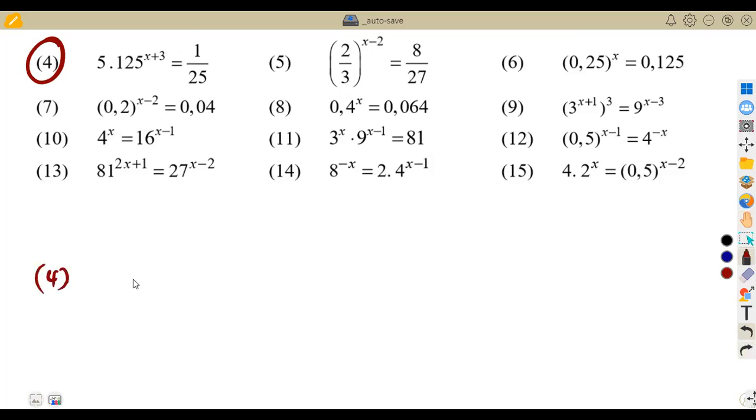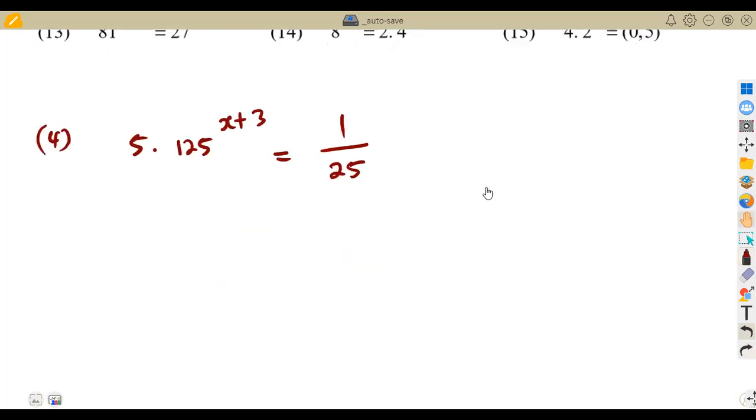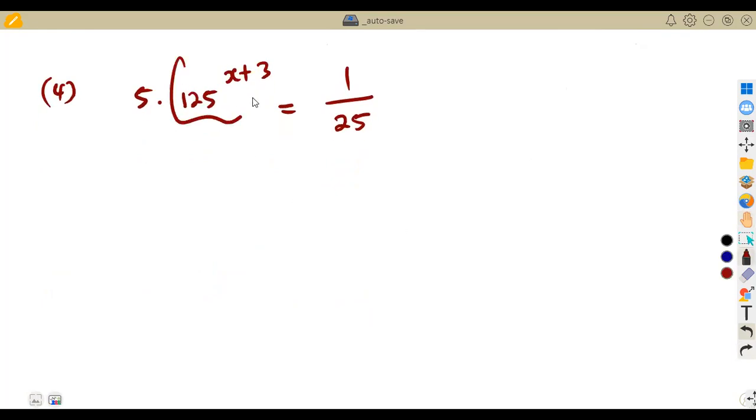All right, number 4: 5 times 125 to the exponent of x plus 3 is equal to 1 over 125. Never be tempted to multiply these two, 5 and 125. Never be tempted to do that. So what can I do? Before I think of rewriting these numbers in simplest form, let me just get rid of this 5. It's just a number that is multiplying. Let me just divide by this number both sides so that I remain with this one. Then we can simplify from there.